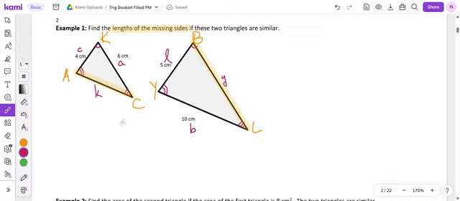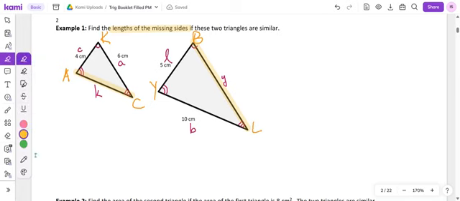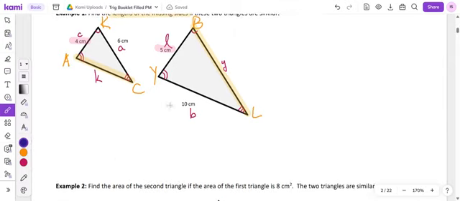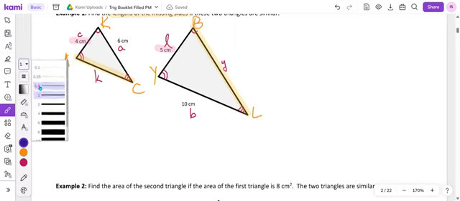Okay, in order to solve for any of the sides, I need at least one pair of corresponding sides that I have both lengths. So luckily, I've got C and L, right? I need to have one pair that I've got both of. So I want to show you how we can find, we're going to start with side K.